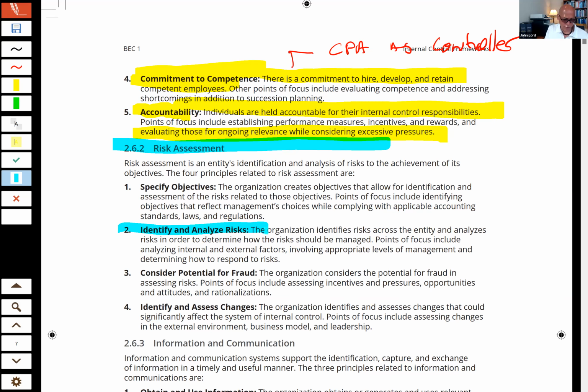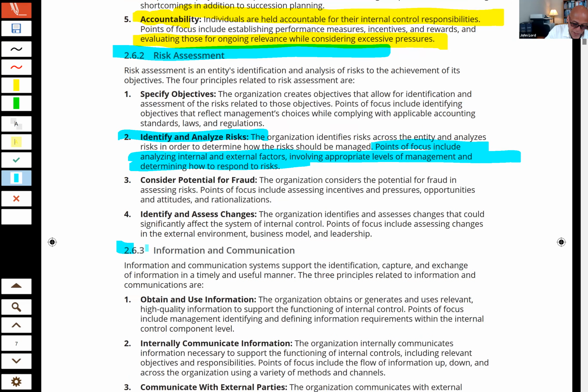So even though auditors assess control risk as part of their responsibility, management needs to look and say, what are the risks, both internal and external, that are going to affect our ability to achieve our objectives: reliability of financial reporting, operating objectives, etc. So as you look at those points of focus, they include analyzing internal and external factors and determining how to respond to those. Okay, now you come over and you take a look at information and communication.